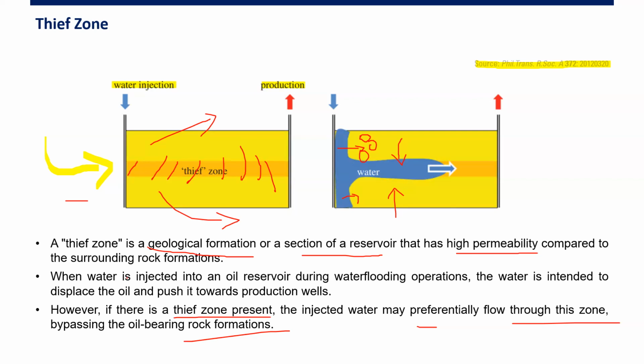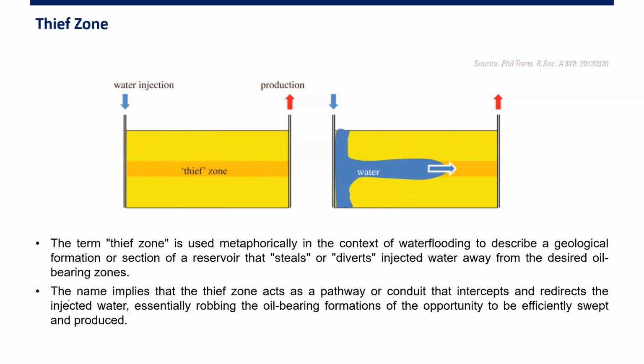The term thief zone is used metaphorically in the context of water flooding to describe a geological formation or section of reservoir that steals or diverts injected water away from the desired oil-bearing zones. That's why we call it a thief: it steals or diverts the water that you intend to push the oil towards the producer, but it takes it far away from the intended zones.